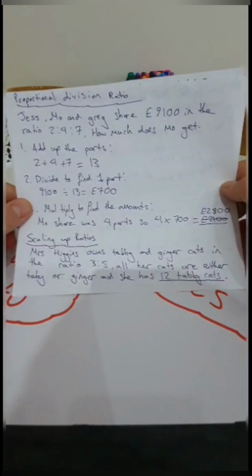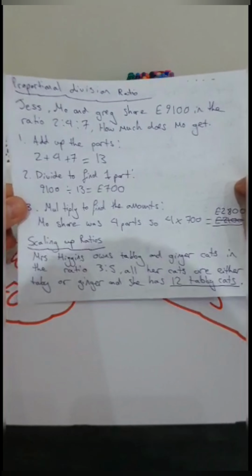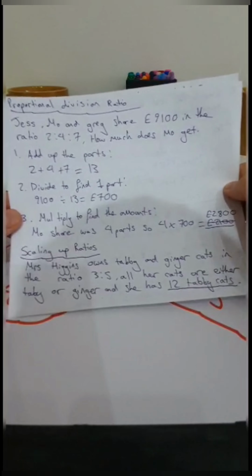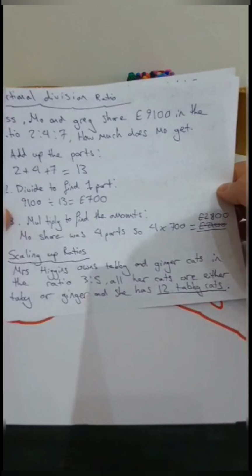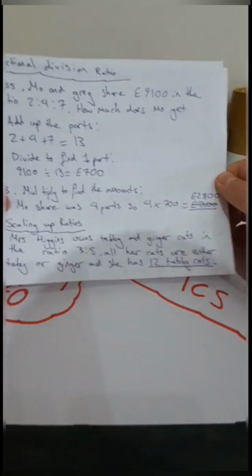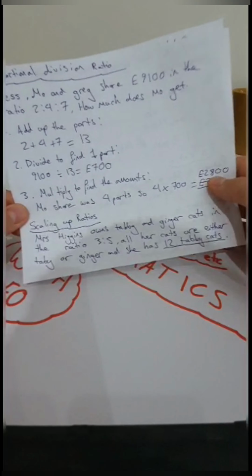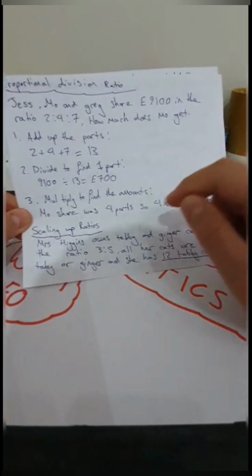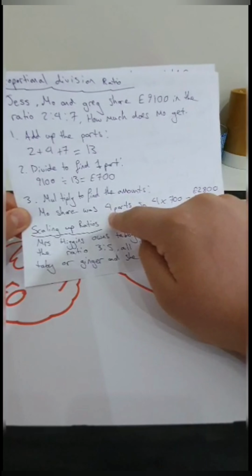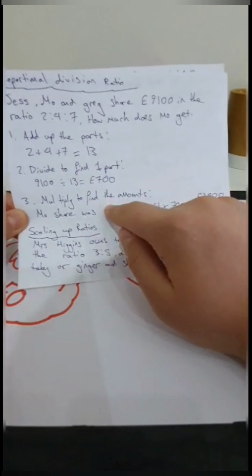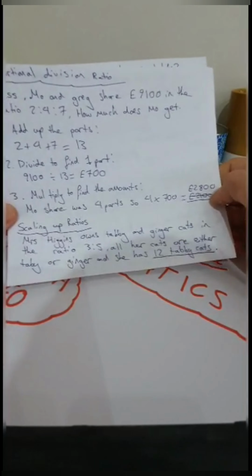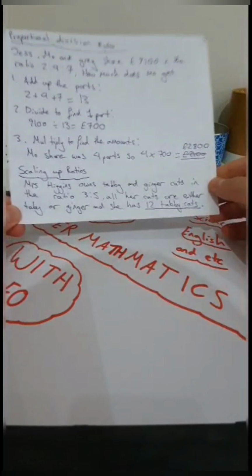If you want to find out that you're correct, you would add the total and it should equal 9,100. That is if you are correct. In this case, you should be correct. If you add 2,800 to 7 times 700 and 2 times 700, they should all equal 9,100.